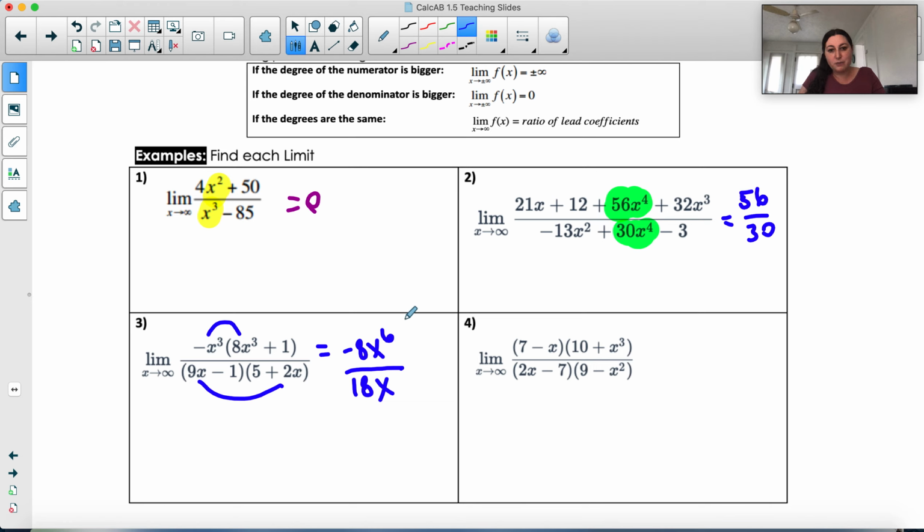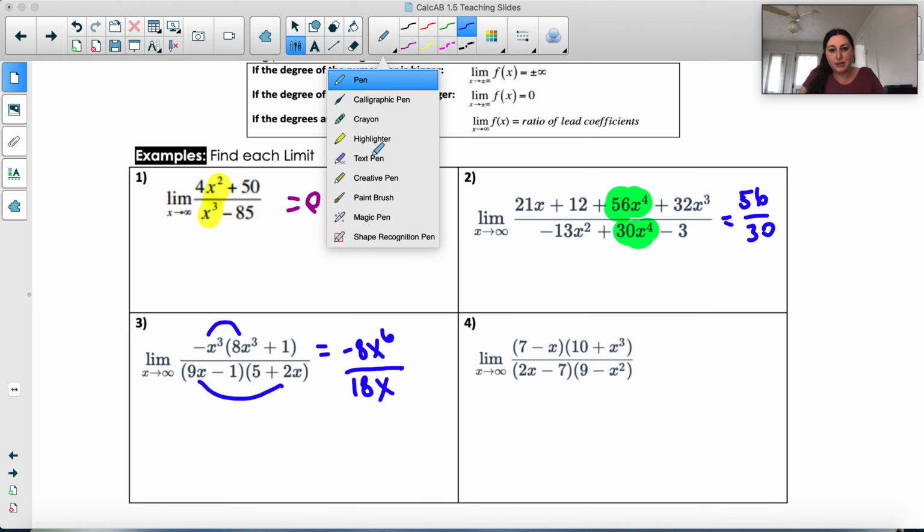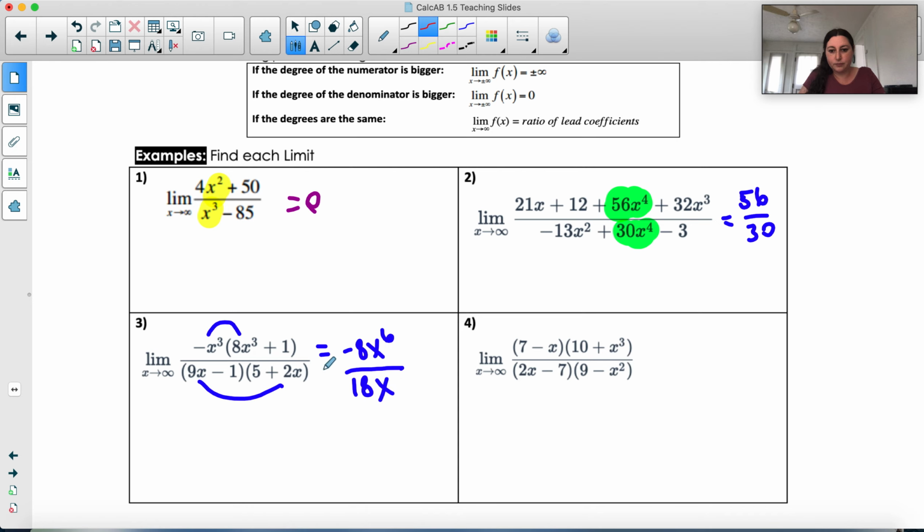Since the numerator is bigger, that means the limit does not exist. Oh, I left off my limit notation here. It's all right. The limit as x goes to infinity is equivalent to that. So that's DNE. The limit does not exist.